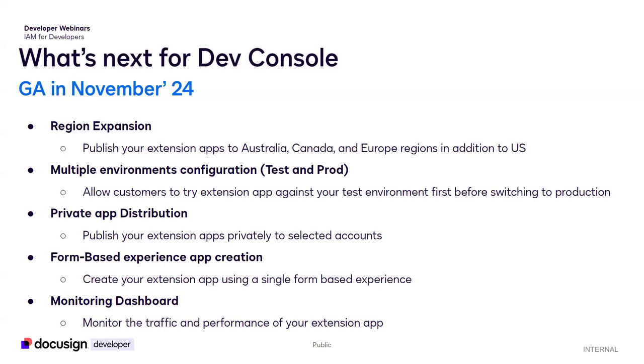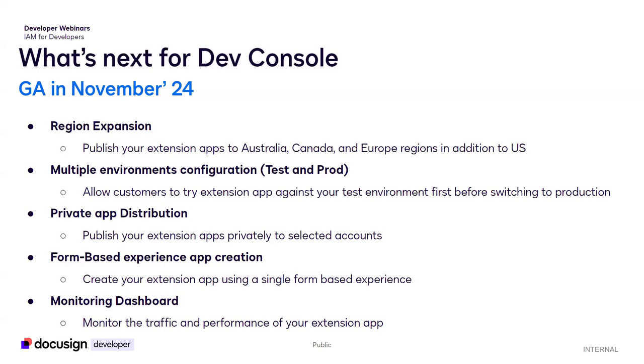The third feature is private app distribution. So today you can only publish in public mode, meaning every Docusign customer can discover and install your app. And with this feature, you'll also be able to publish your extension app in private mode and make them discoverable and installable only to selected accounts that you want.